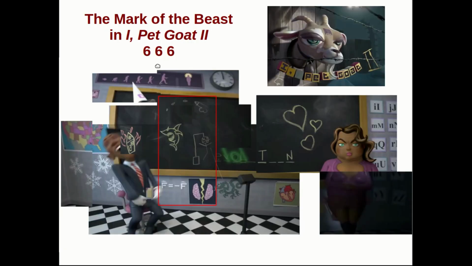I talked about in that video the importance of the mark of the beast to the iPet Goat 2 video, the whole film. This is a central theme of the video. It is a ritual. Remember, this is ritual magic, and the ritual magic is a conjuring ritual. I pointed that out in one video.